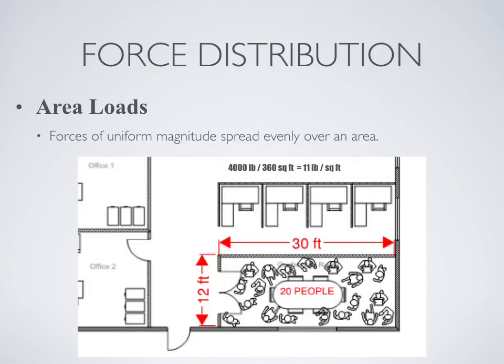So in the case of this picture, we have 20 people in this conference room, each person's weight, add that together, divide it by the area, which is 30 feet by 12 feet, so we have 360 square feet. So the area load becomes 20 people times their weight divided by 360 square feet, or 4,000 pounds, that's the total people, divided by 360 square feet equals 11 pounds per square foot. So now we're having pounds per area instead of pounds per length instead of pounds.